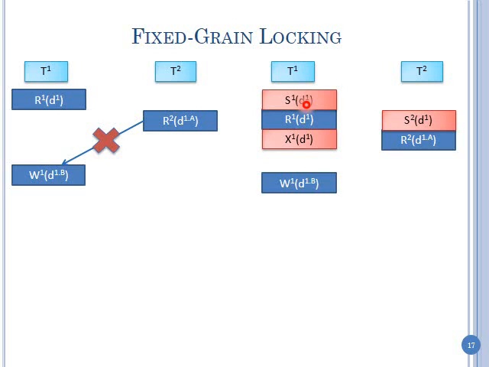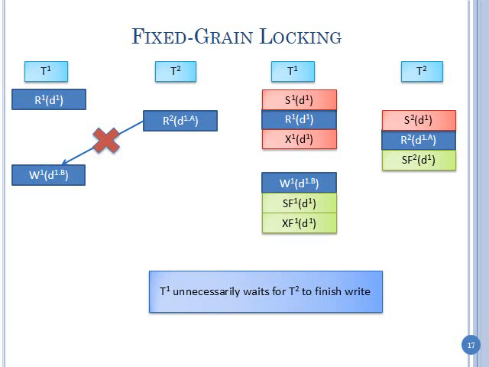This wait is totally unnecessary. It could have gone and just written B because the dependency is in this direction. There is no dependency here. This arrow shouldn't exist. Okay, there is no dependency, I'm sorry. And this dependency is artificial, the one that's imposed here. So T1 unnecessarily waits for T2 to finish, right?